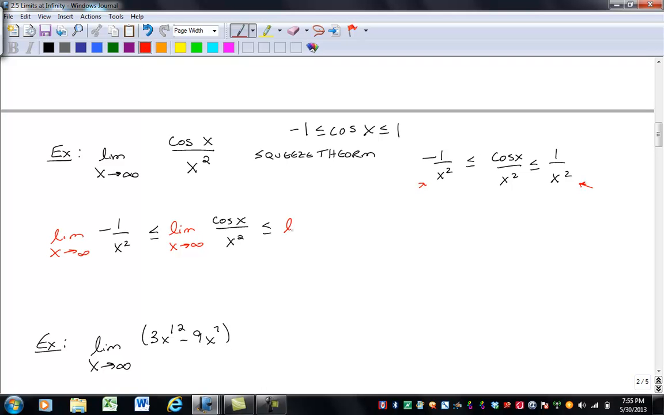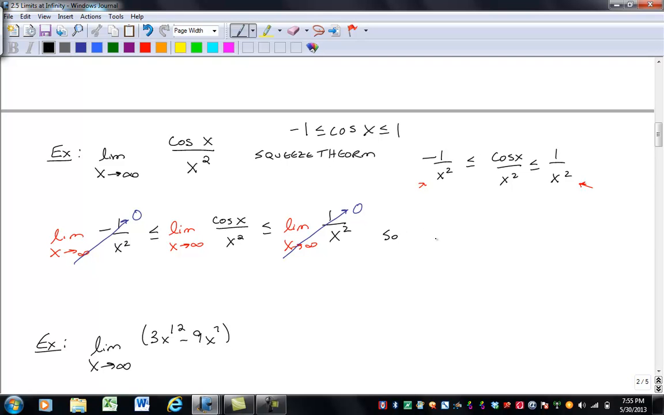So I use the squeeze theorem, and I take the limit of all 3 sides of that. Even though I can't take the limit of what's in the middle, I can take a limit of what's on the left-hand side and what's on the right-hand side. Notice that the limit as x goes to infinity of -1 over x squared goes to 0 because you got 1 over huge numbers on the bottom. And the limit as x goes to infinity of 1 over x squared goes to 0 as well. That's property 3 from the list above.